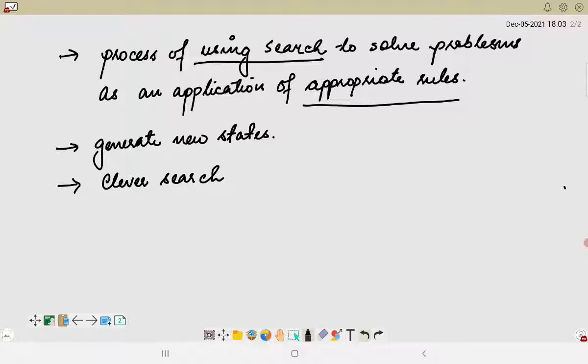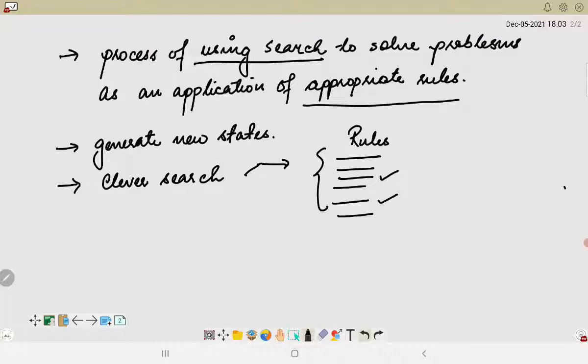So if we are considering clever search, we have a domain of rules, and this is the set of rules that we have. Based on this set of rules we have to rightly identify those particular rules which are likely to lead us to a solution instead of depending on the entire set of rules. So we have to opt for clever search.